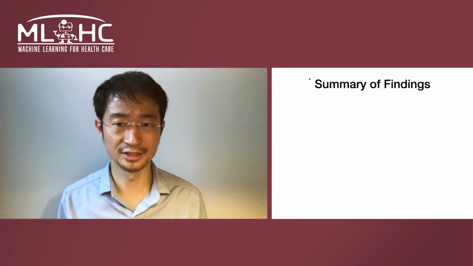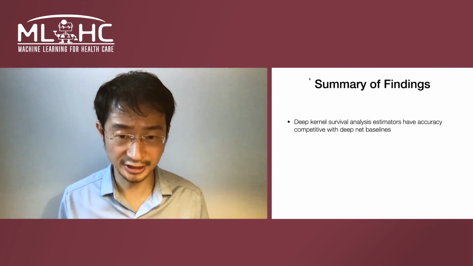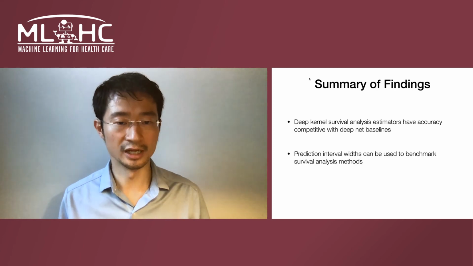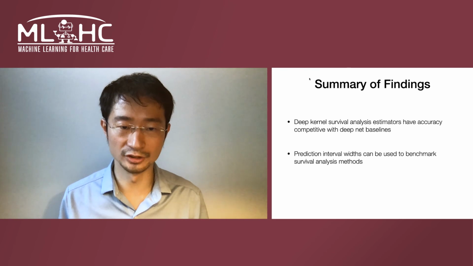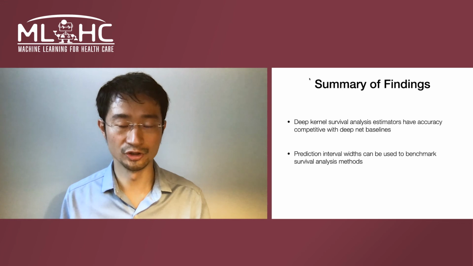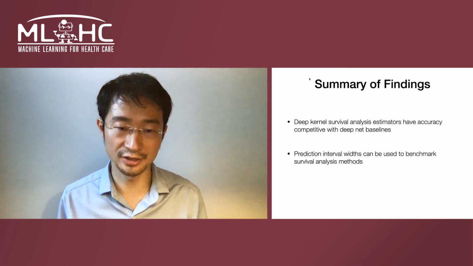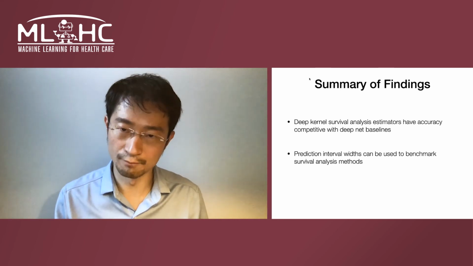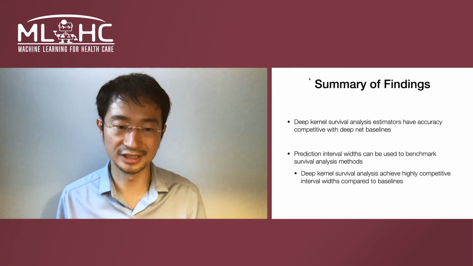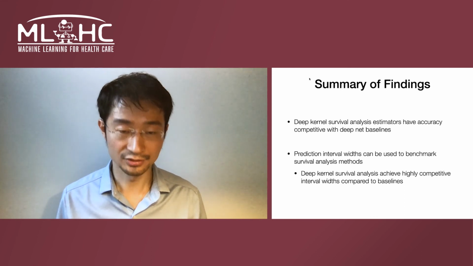So just to summarize the experimental findings, I'll say that our deep kernel survival analysis estimators have accuracy that's competitive with DeepNet baselines. And also with our prediction intervals, if you look at the interval widths, you can use these widths as a new performance metric for benchmarking survival analysis methods, where narrower widths are better. And in particular, we find that our deep kernel survival analysis methods achieve highly competitive interval widths compared to all the baselines. Thanks for listening.